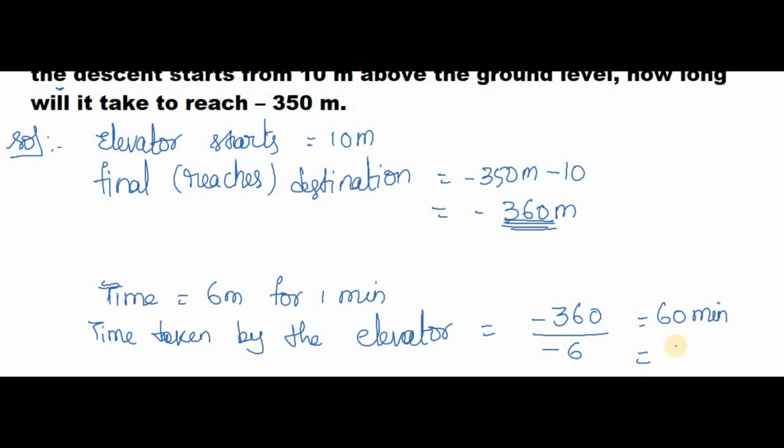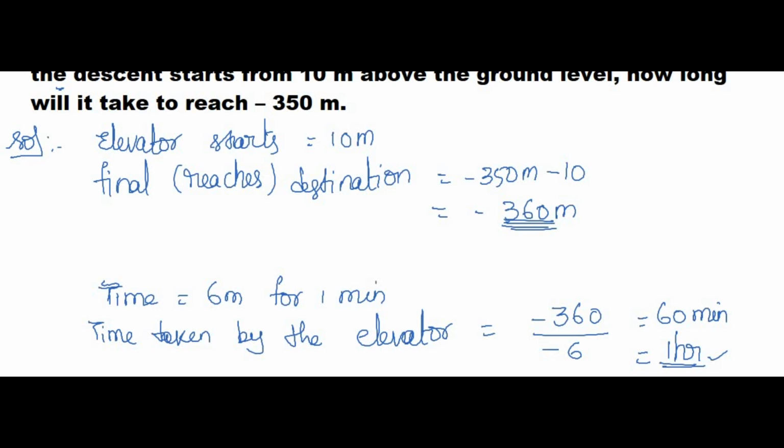60 minutes is nothing but how much, students? Yes, 1 hour. So if it has to reach 350 meters below the ground level, the elevator is going to take 1 hour to reach its destination. Elevator, I think you all know, is nothing but a simple lift.